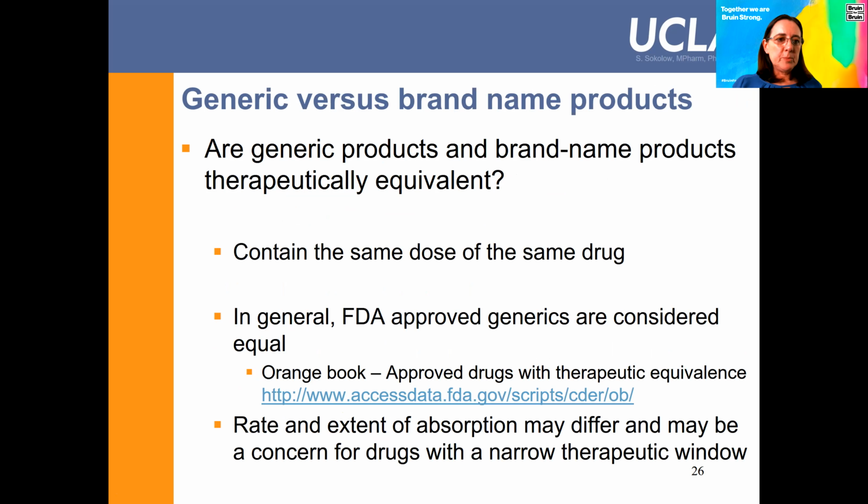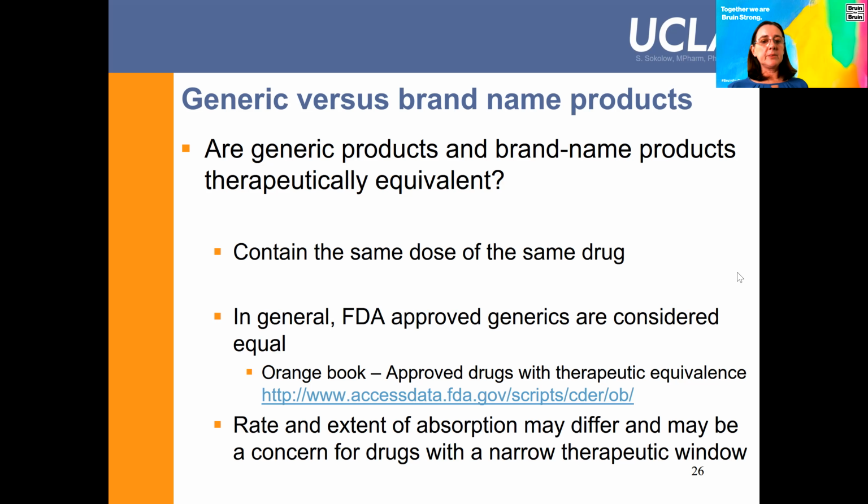Now, what are the advantages between generic versus brand name? Are those generic and brand name products therapeutically equivalent? Yes. In order for a generic to be approved, they have to show that they contain the same dose as the drug that is marketed under a brand name. And when the FDA approves those generics, they are considered equal.